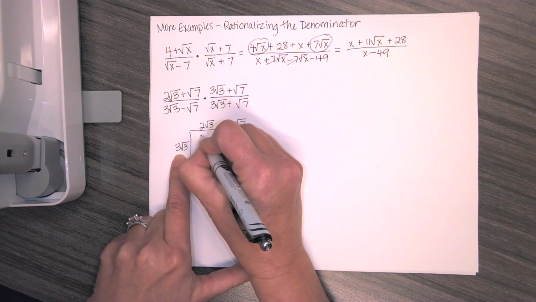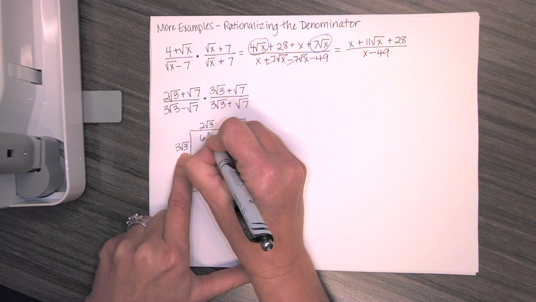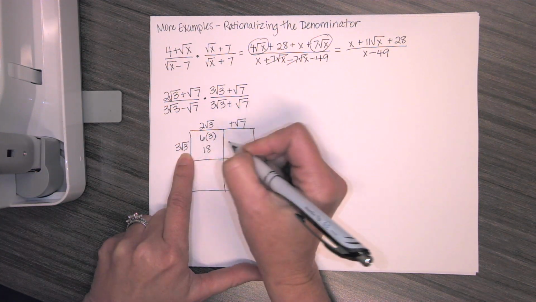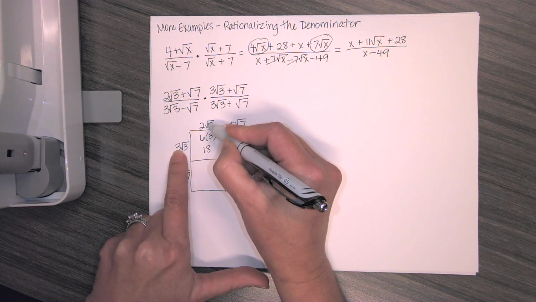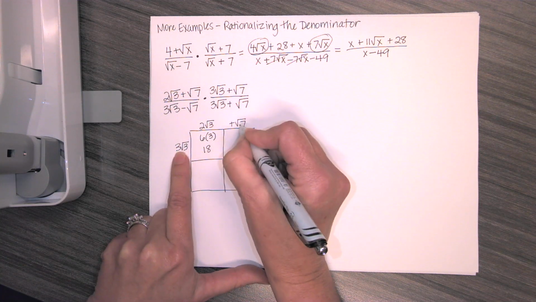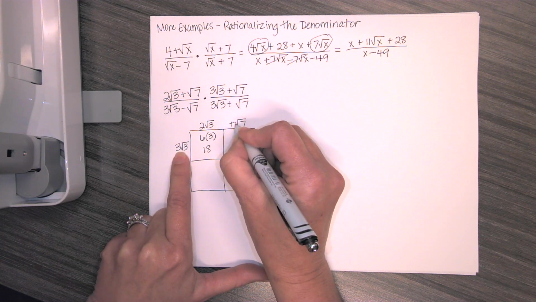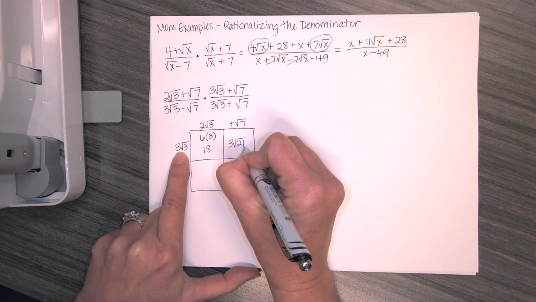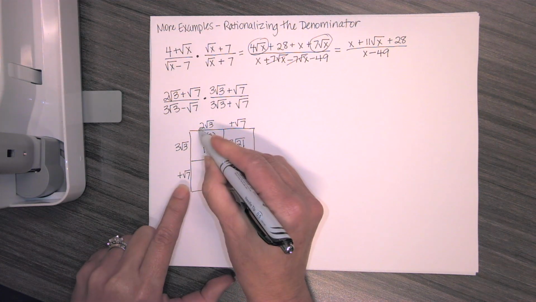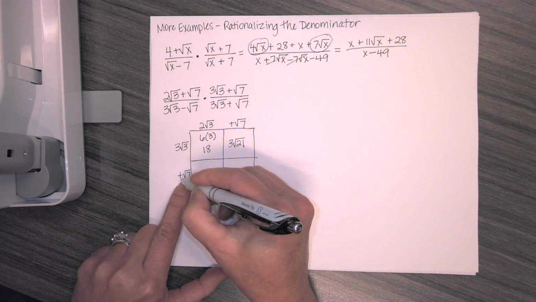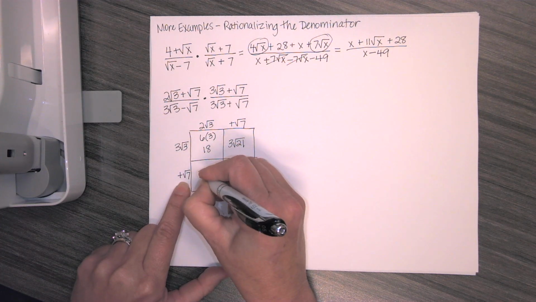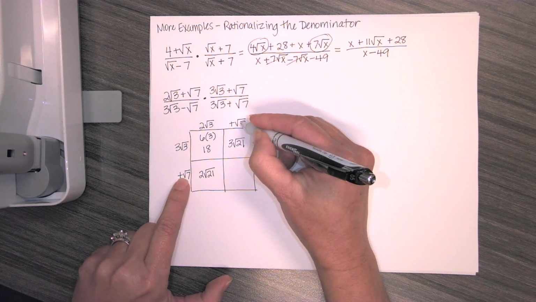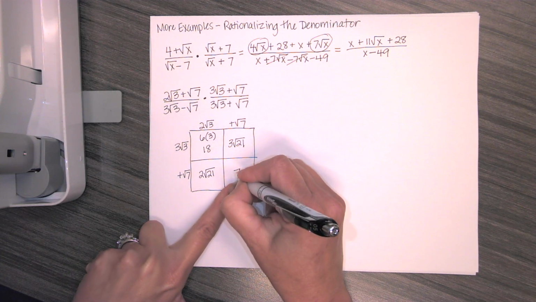Well, 2 times 3 gives us 6. The square root of 3 times the square root of 3 gives us 3. And then we'll multiply those together and get 18. So our first term will be 18. Now we'll multiply 3 square roots of 3 times positive square root of 7, and that's going to be 3 square roots of 21. Then we'll multiply 2 square roots of 3 times the positive square root of 7, and that'll be 2 square roots of 21. Then we'll multiply square root of 7 times square root of 7, and that is 7.